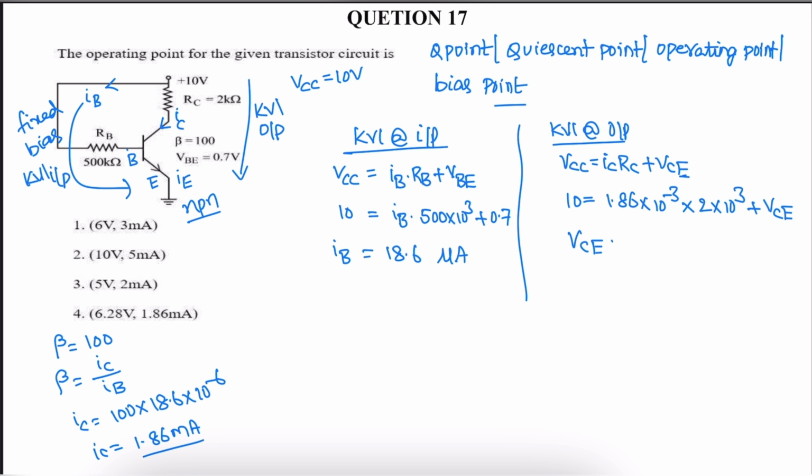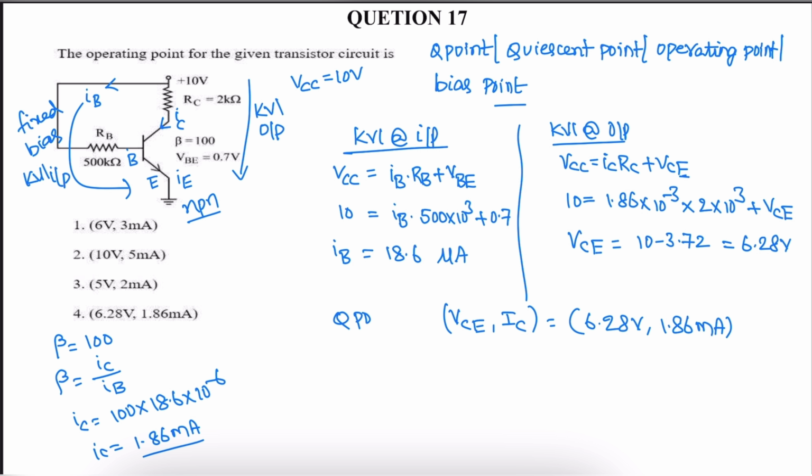Now collector emitter voltage is 10 minus 3.72, so 6.28 volts. Quiescent point is VCE, IC. So that is 6.28 volts, 1.86 milliamperes. This is the Q point or bias point. So option 4 is correct. Next question.